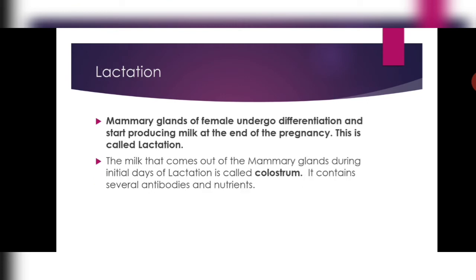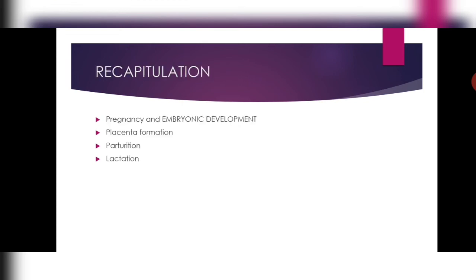Lastly, the process of lactation. The body prepares for the process of lactation throughout the gestation period. The mammary glands of female undergo differentiation and start producing milk by the end of the pregnancy. This is called lactation. The milk that comes out of the mammary glands during the initial days of lactation is called colostrum. It contains several antibodies and nutrients which are very important for the development of the fetus or the baby once it is expelled out.